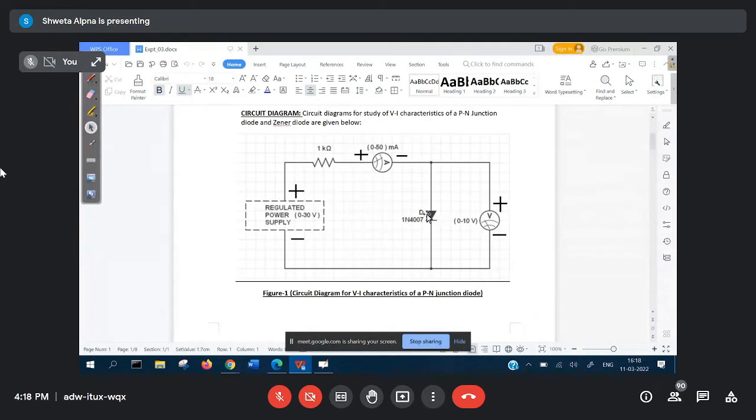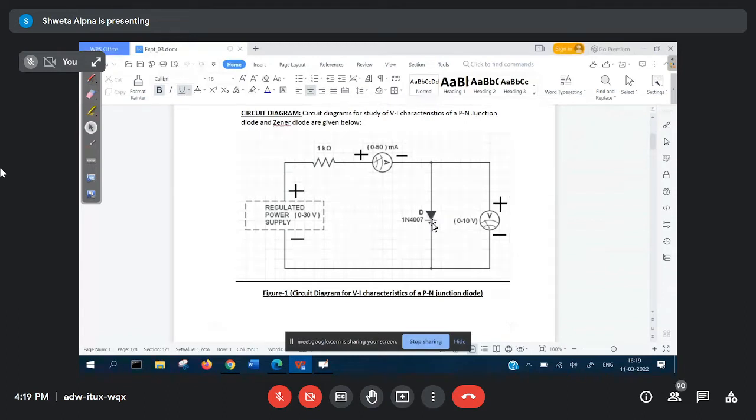P is the positive. It consists of a lot of holes. And this symbol that you see, the arrow mark with a line, is the symbol of the diode. So this dark arrow that you see is the positive P of the diode, and this line that you see is the negative or N of the diode. So for the PN junction diode, this is the symbol.